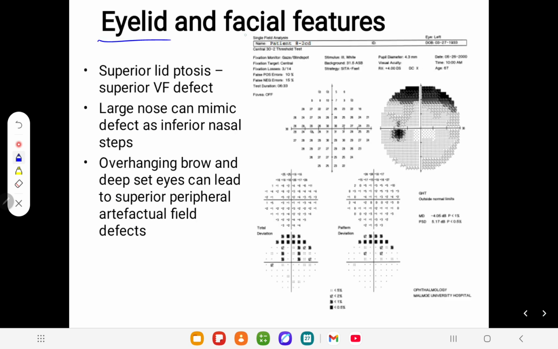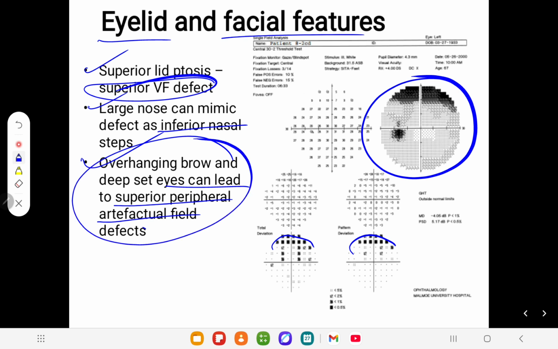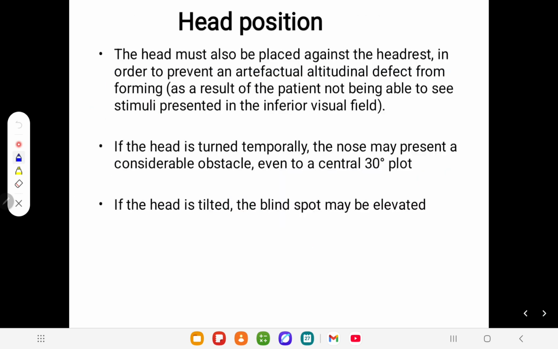So, another eyelid and facial feature that matters. You see this problem in geriatric patients. Superior lid ptosis causes a superior visual field defect, isn't it? Here, it's basically a lid defect. A large nose can mimic a defect in the inferior nasal steps, and an overhanging brow, even the eyebrow, and a deep-seated eye can lead to a superior field peripheral artifact defect. It's very important that you understand this whenever you do visual field testing in a geriatric case. Okay, you can see these things in geriatric patients.